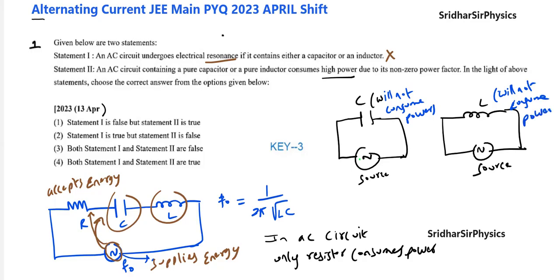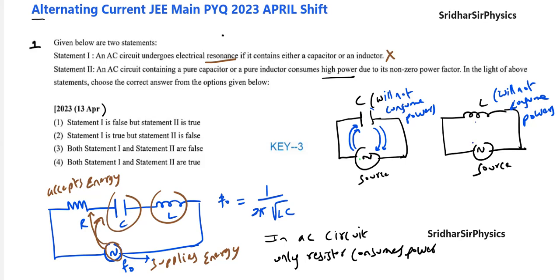Consume अलग है यहाँ पे. कैपेसिटर क्या करता है कि यहां से एनर्जी ले लेता है for quarter cycle. Again quarter cycle में एनर्जी रिटर्न करता है. Again next quarter cycle it will take from the source, और फिर रिटर्न दे देता है. What is the net energy taken by the capacitor? कैपेसिटर कितना ले लिया? जीरो.